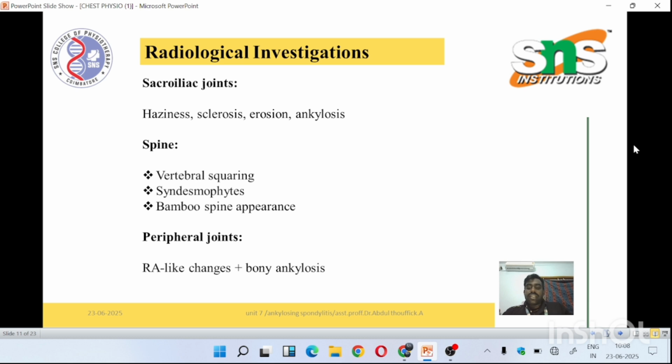What are the radiological investigations? Radiological signs include sacroiliac joint erosions, sclerosis, and the bamboo spine appearance. Blood tests may show elevated ESR, mild anemia, and positive HLA-B27. The diagnosis is supported if the patient is younger than 40, has an insidious onset, morning stiffness for more than 3 months, and improvement with activity.